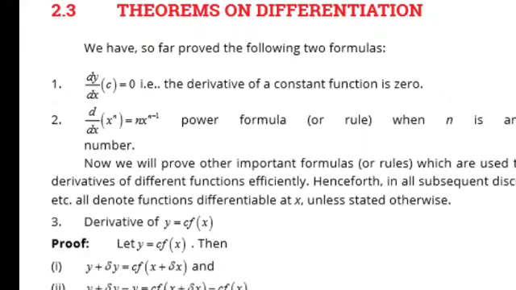Now theorem on differentiation. First we find derivative of a constant function. dy by dx shows differentiation with respect to x. We proved in the first example of 2.1 that the derivative of a constant is equal to 0. And also in an example, if we have a variable with power n, then its derivative is: we multiply with the same power and subtract 1 from its power.